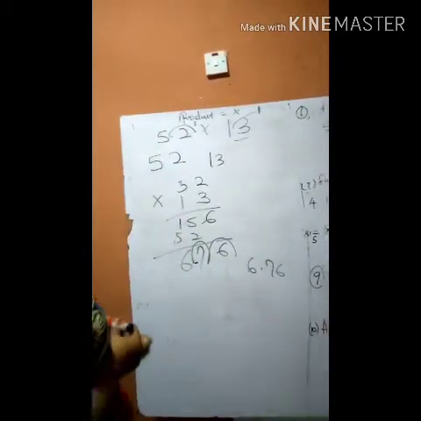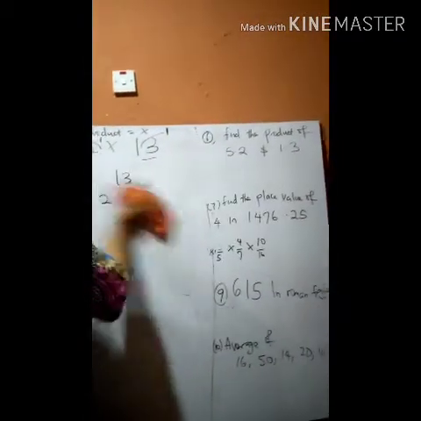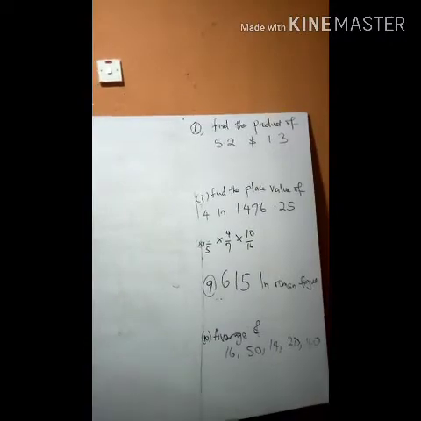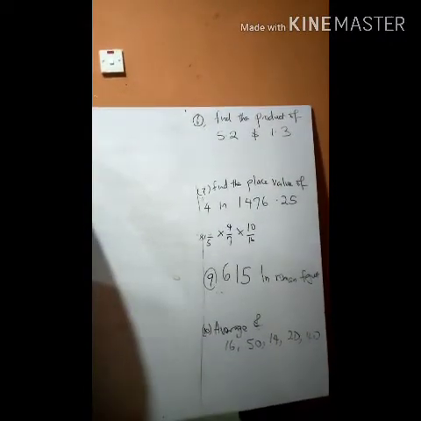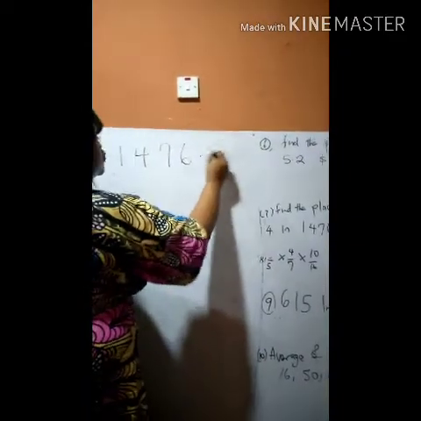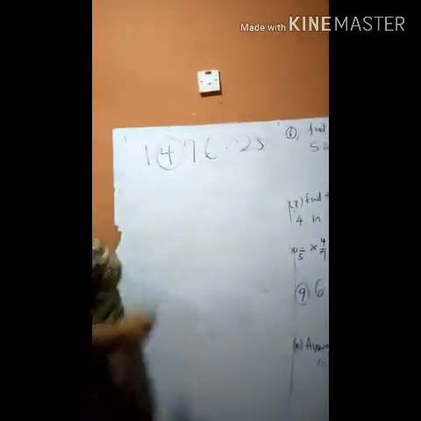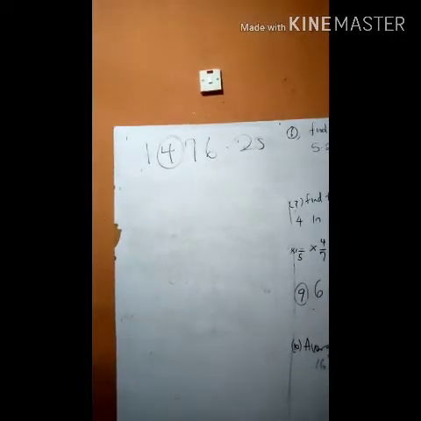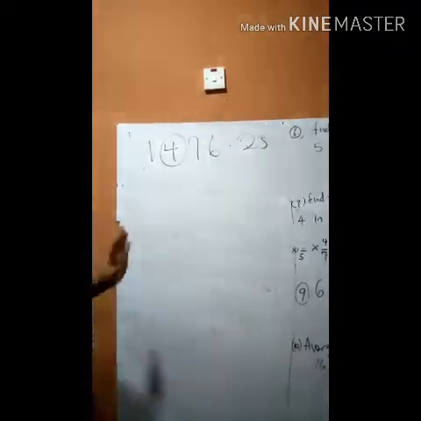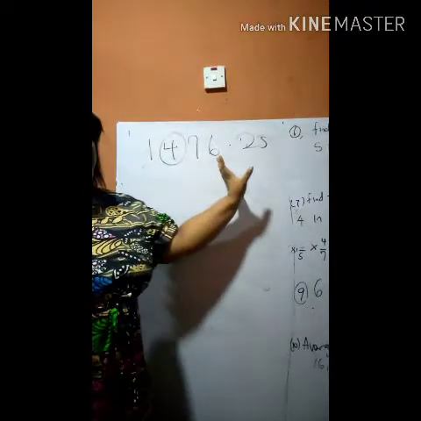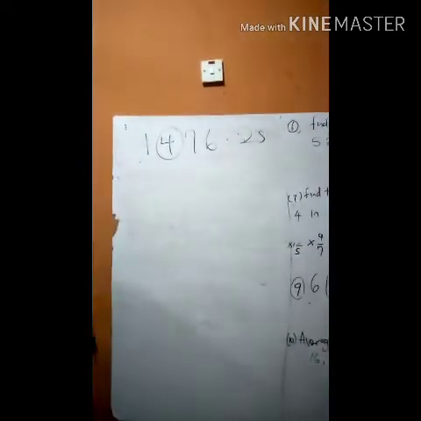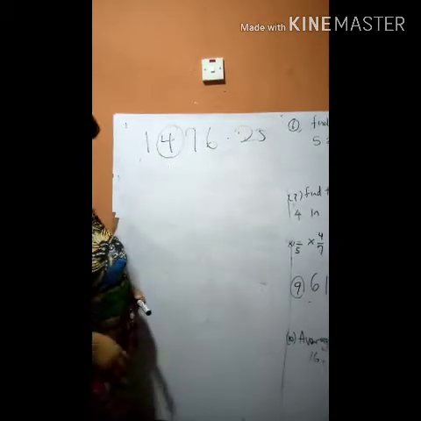The next question is a question on place value. Find the place value of 4 in the number 1476.625. So we are looking for the place value of 4. We observe that this number has decimals, but the 4 we are looking for the place value of is part of the whole number. This is the whole number and then this is the decimal part.